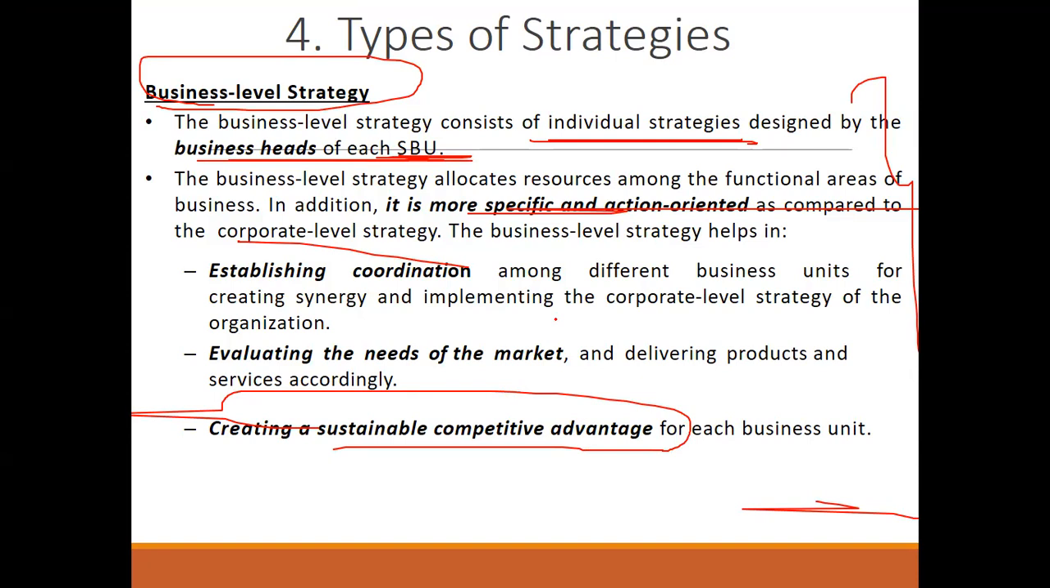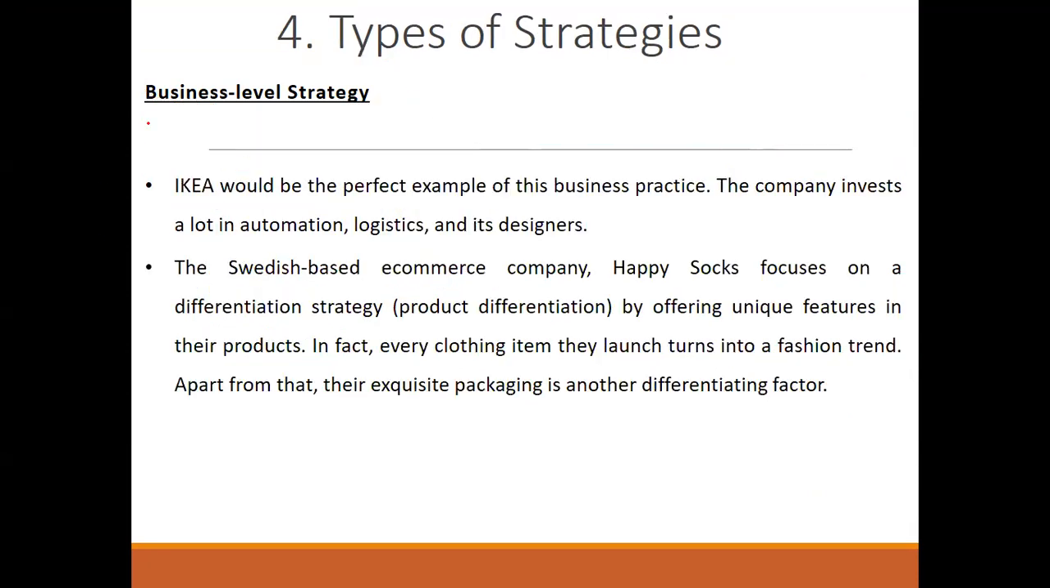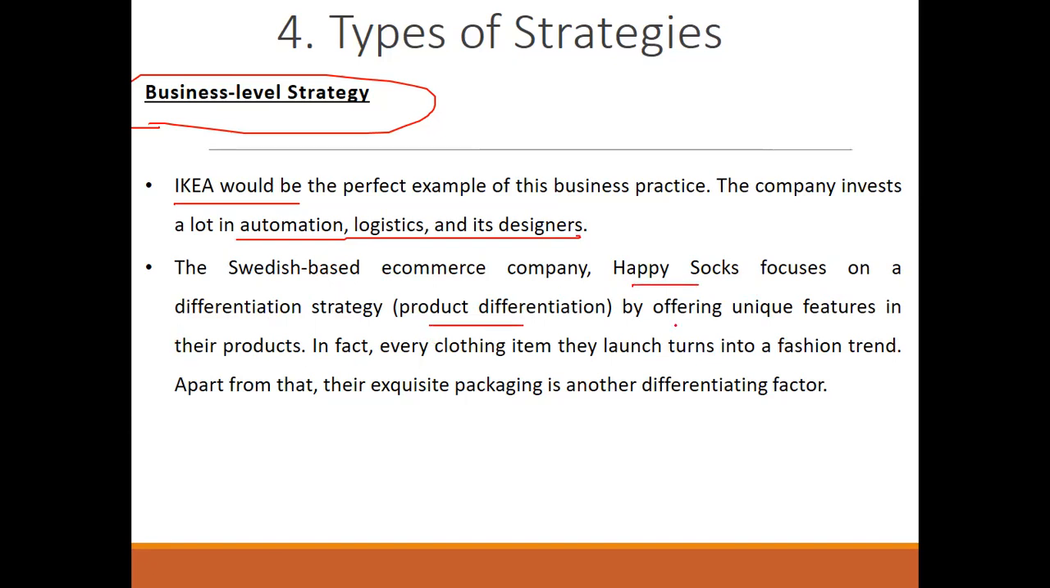Now coming to business level strategy examples. If I quote a business level strategy example, take IKEA. The company invests in a lot of automation, logistics and designers. One international company I've taken is the Swedish e-commerce company Happy Socks, which focuses on a differentiation strategy, that is, product differentiation, so that they can come up with a unique feature of offering products with reference to fashion trends. So as I said, you have to focus more on action in your business level strategy.